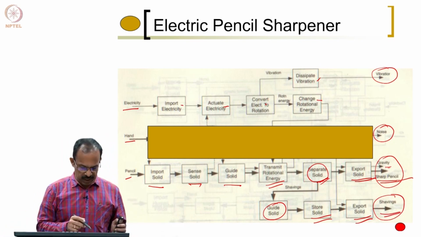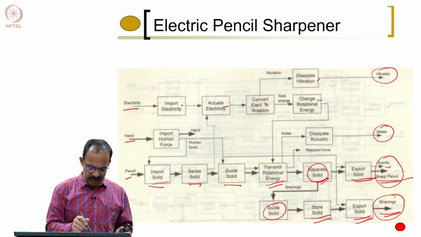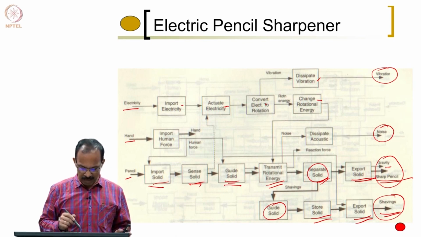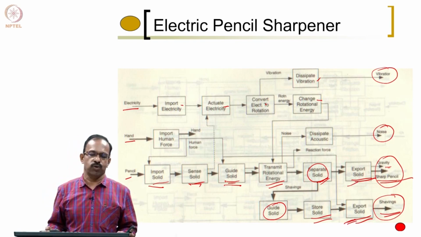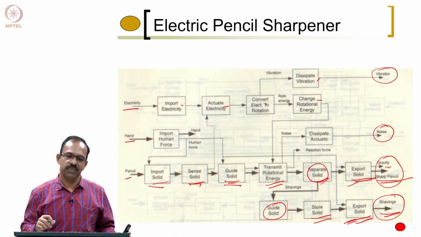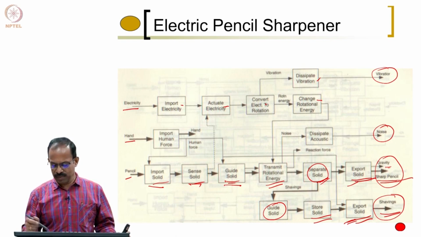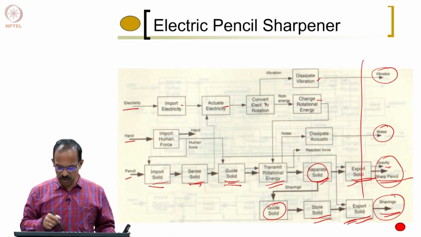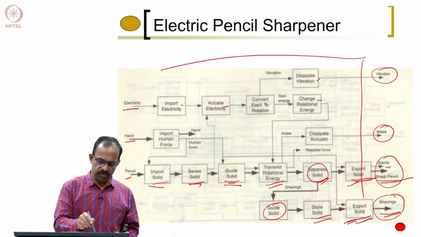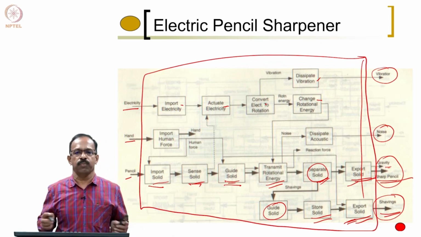The last one is the hand, how the human hand is used. The human hand is used for holding the pencil, importing the pencil and guiding the pencil, and similarly for exporting the pencil and exporting the solid, we use the human hand. So you use the human hand and hand energy to hold the pencil, remove the pencil as well as remove the shavings. That explains how we can use the flow method of functional decomposition to identify all the functions within the product.